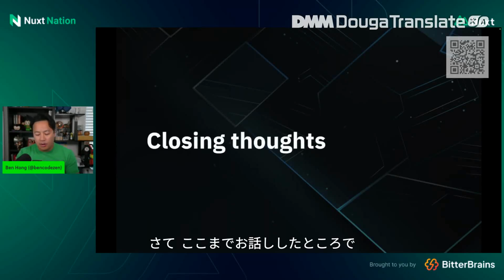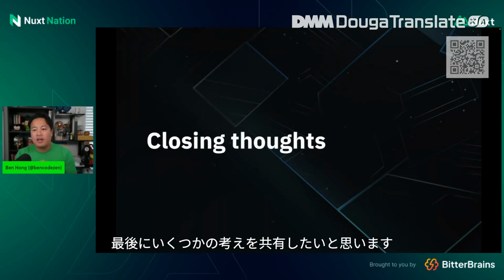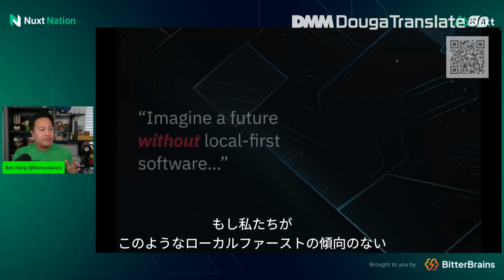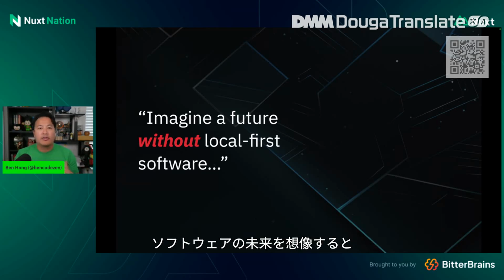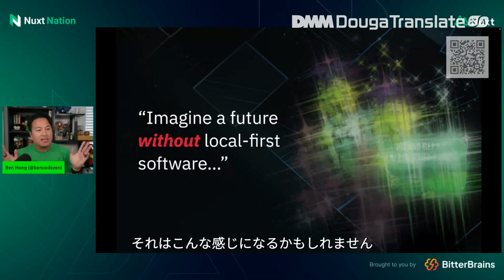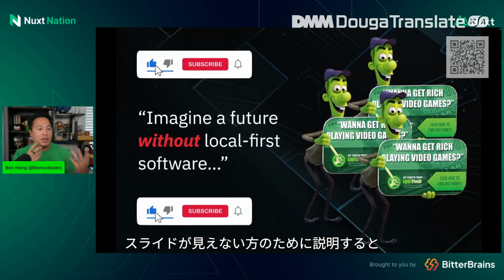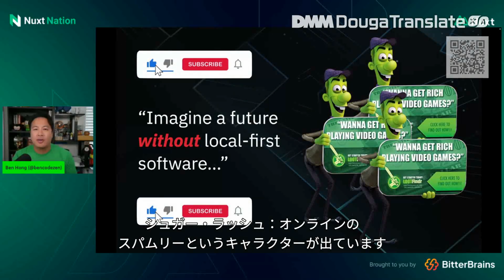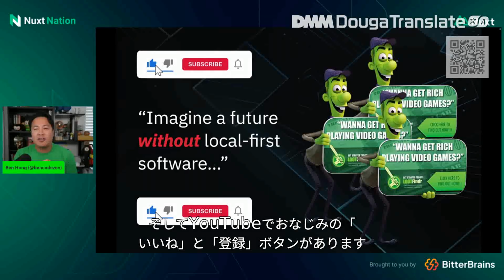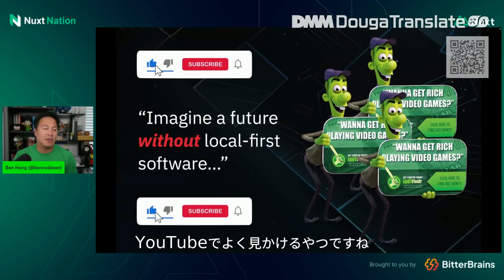Okay, so with that said, as far as some of the closing thoughts that I want to go over, if we try to imagine a future without this sort of local first trend towards software, it might look something like this. And in fact, in case you can't see the slides, we have, I think it's Spamley from Wreck-It Ralph Breaks the Internet. He has an ad, "Want to get rich playing video games?" And we've got the usual "like and subscribe" that we're all very familiar with on YouTube.